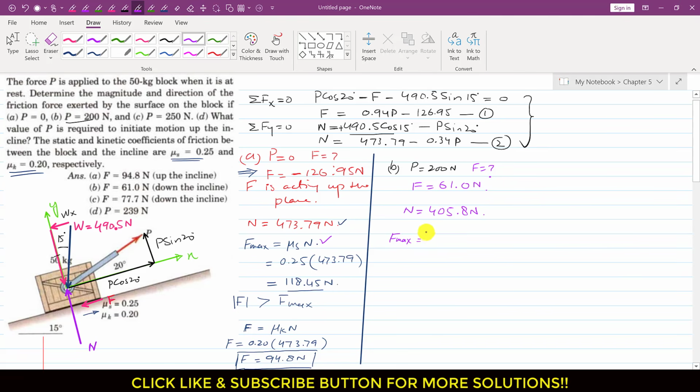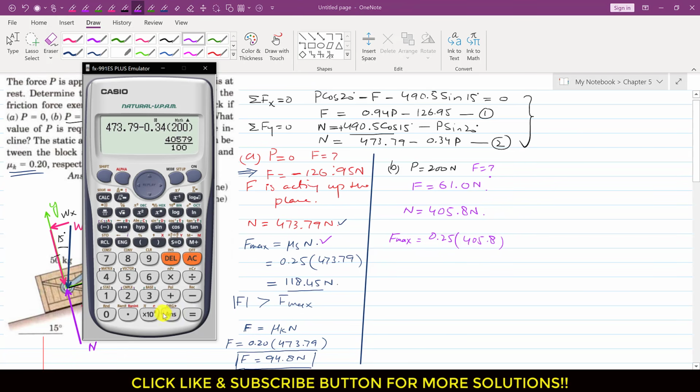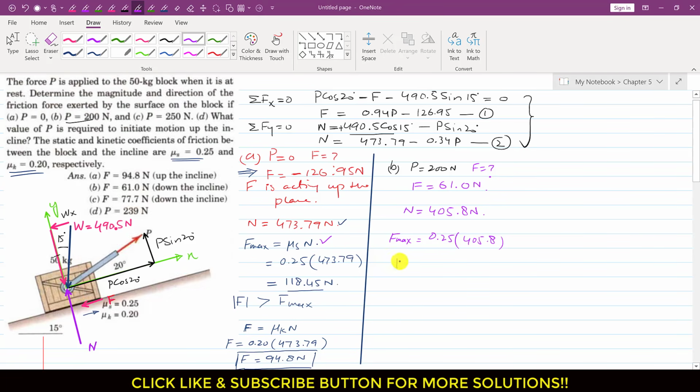So now if we find F max for this condition, F max is equal to, again, mu S N. So mu S is 0.25 and N is 405.8. So we can multiply this answer with 0.25, right? So this will give us 101. So F max is 101 Newton approximately. So now we can see that this friction force is less than F max, right?